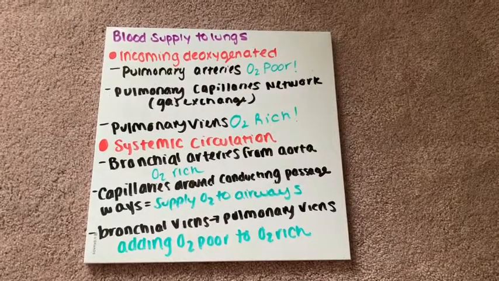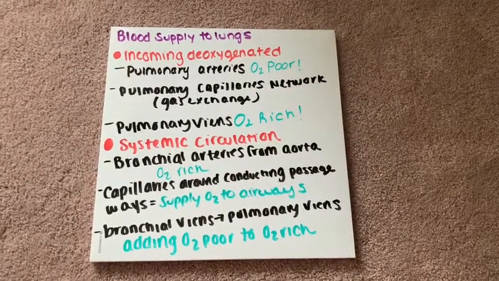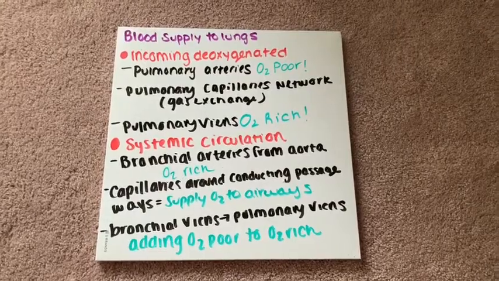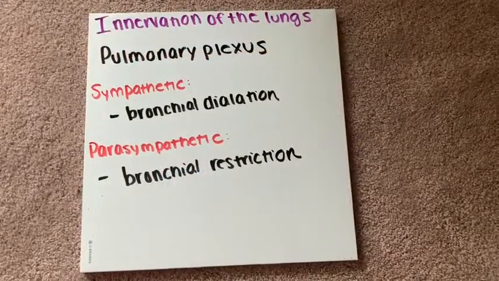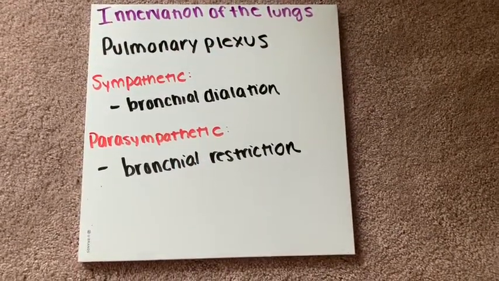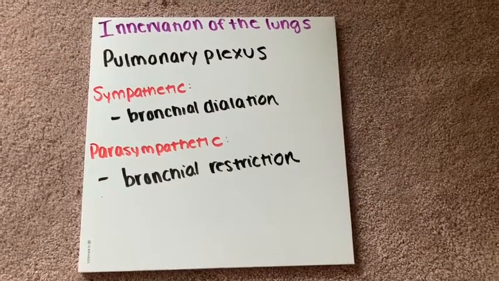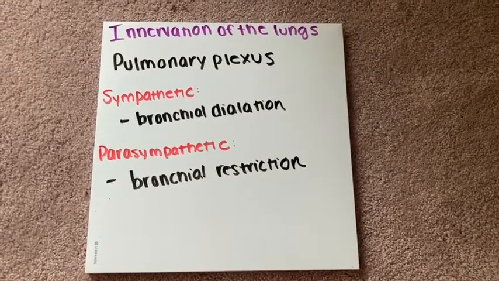Bronchial veins go to pulmonary veins and add deoxygenated blood to oxygenated blood. The pulmonary plexus innervates the lung. The sympathetic nervous system causes bronchial dilation, and the parasympathetic nervous system causes bronchial restriction.